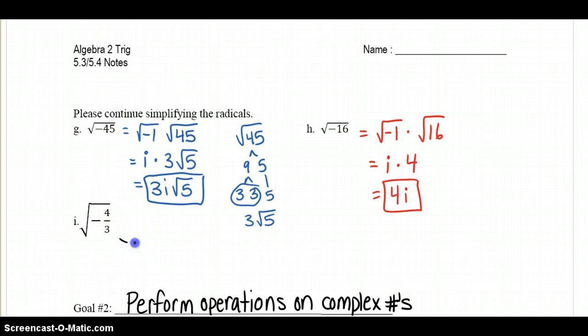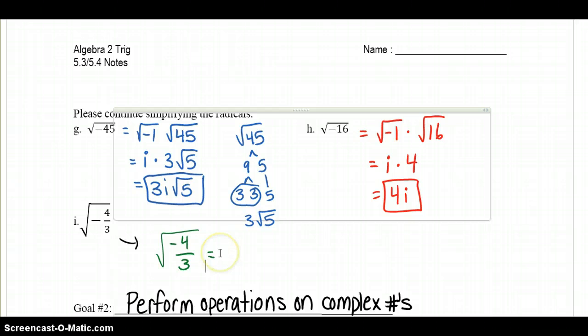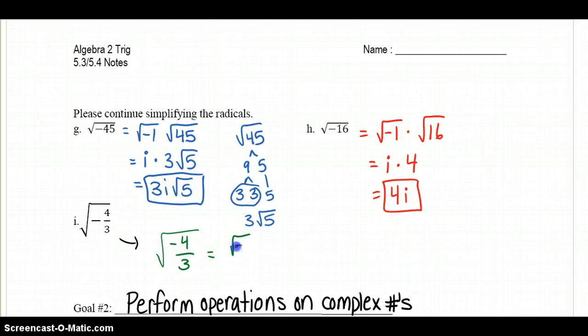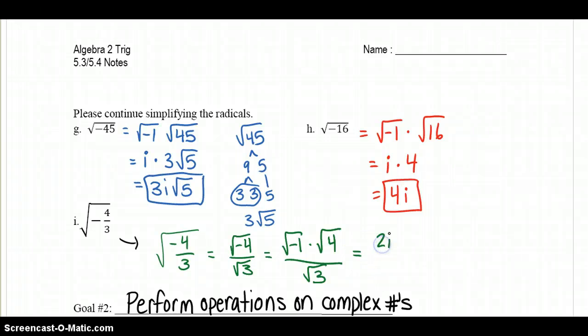Alright, this example down here, letter I, is a really good one, so let's check that one out. Okay, square root of -4 divided by 3. Well, the first thing I want to do is use that quotient property to split this up into the square root of -4 divided by the square root of 3. Okay, and now I have that imaginary number on top, so I'm going to break that up into the square root of -1 times the square root of 4 divided by square root of 3. Okay, and that top part, this becomes i, and the square root of 4 becomes 2, so this gives me 2i divided by the square root of 3.